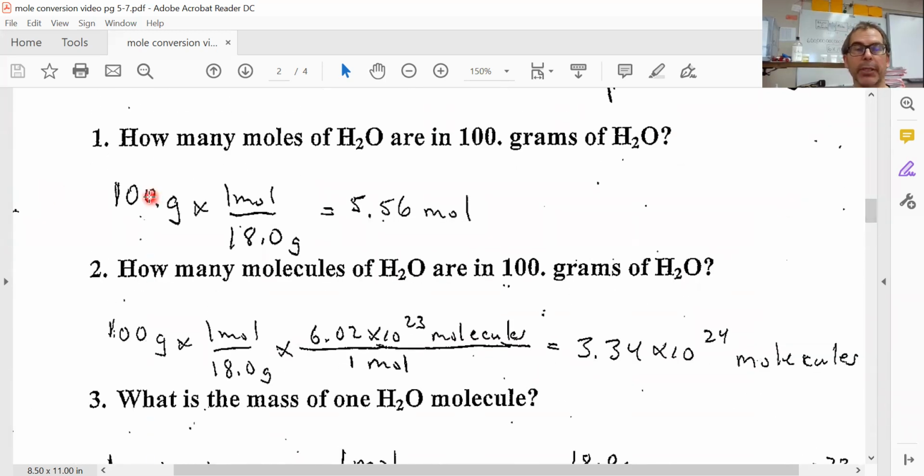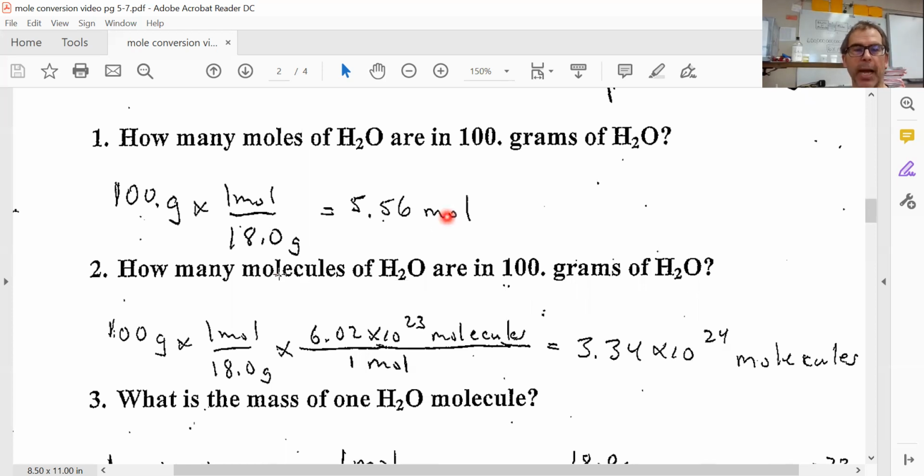I have 100 grams I start with. What's bigger, 1 mole or 18 grams? It's an equivalent. These are the same. 1 mole of water and 18 grams of water are the same. So grams is on top here, it goes on the bottom here, moles goes on top here, and I convert from grams to moles. It's 5.56 moles.